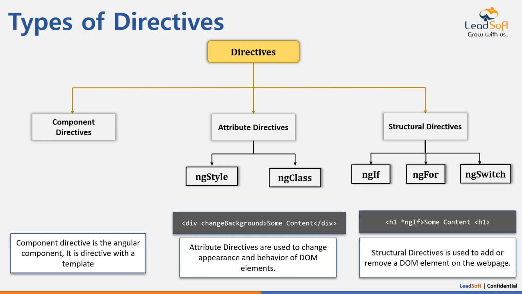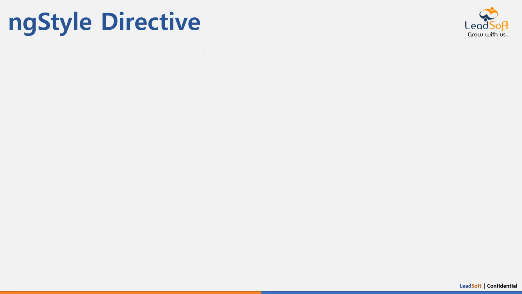As per the last video, we understood that attribute directives are used to change the appearance and behavior of DOM elements. So if we have certain elements on our web pages, to change their behavior, that is, their styles, we are going to use the attribute directives. And these attribute directives can be used either as ngStyle or ngClass. To make that clear, let us first understand ngStyle.